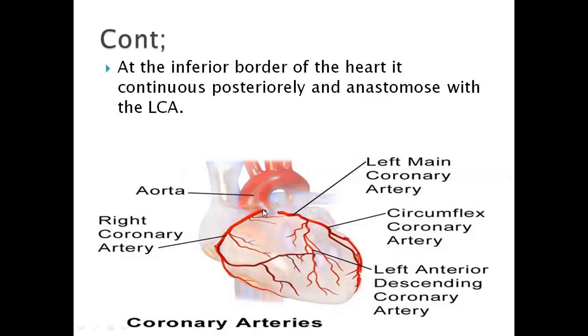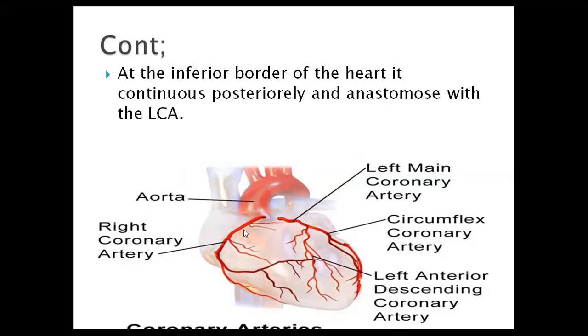This is the right coronary artery. It runs between the right auricle and the pulmonary trunk, and descends vertically in the atrioventricular groove. At the inferior border of the heart, it turns posteriorly to the posterior surface of the heart. At the posterior surface of the heart, it anastomoses with branches from the left coronary artery.